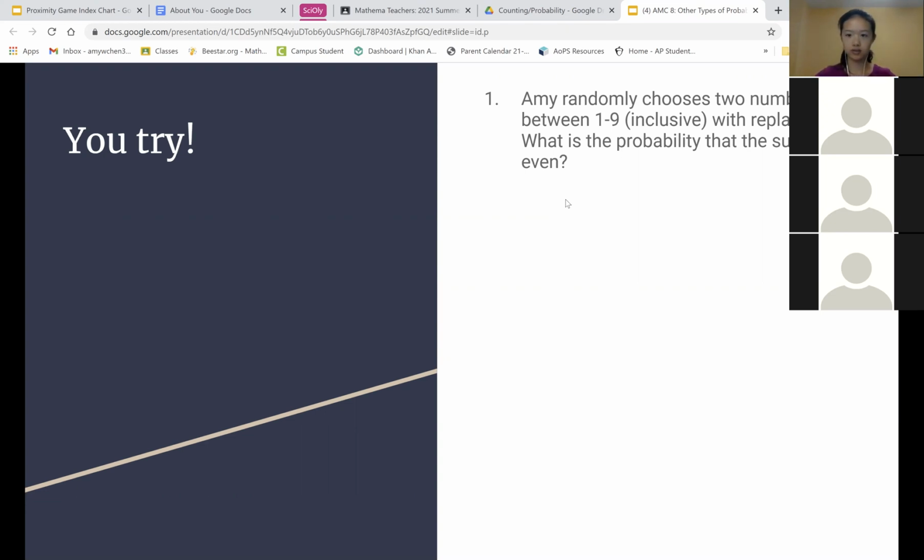Does inclusive mean that it includes 1 and 9? Yes. Okay.